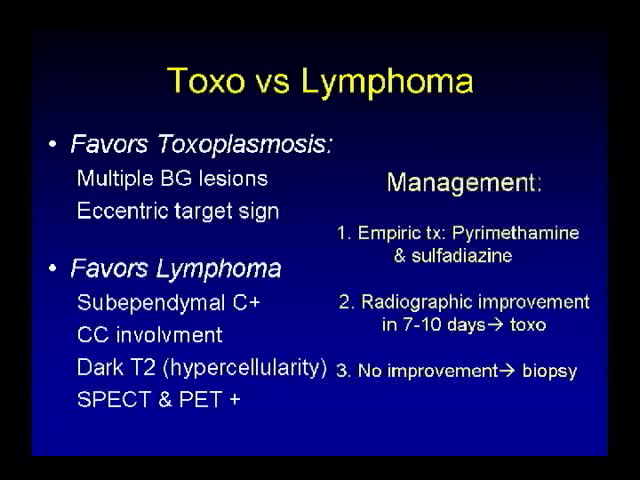Things that can favor lymphoma are subependymal enhancement or involvement of the corpus callosum, and more dark T2 signal, which suggests hypercellularity. But in the end, we usually treat these empirically, wait 7 to 10 days, and re-image. If there's improvement, then the diagnosis is toxo. If there's no improvement, the patient goes on to biopsy for lymphoma.